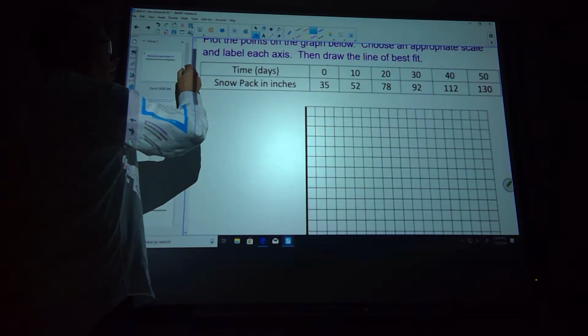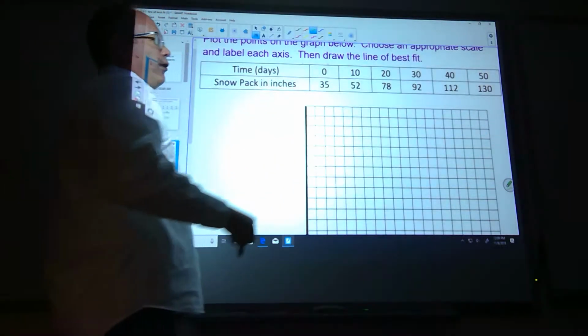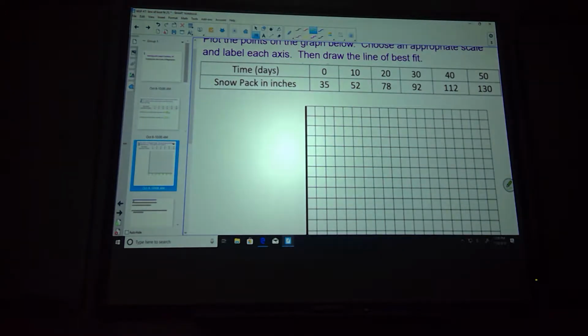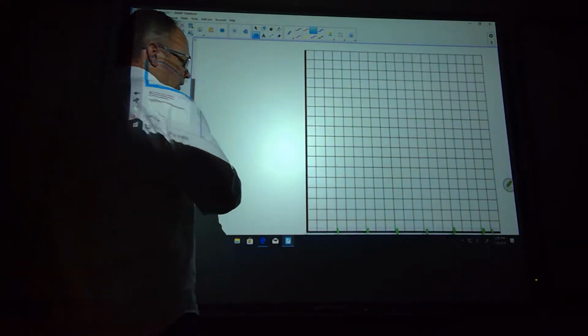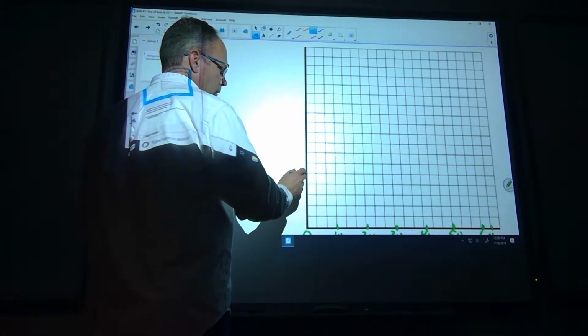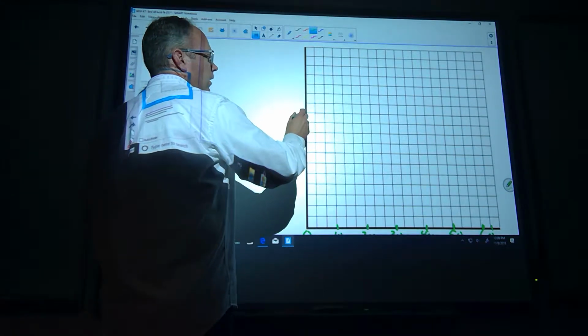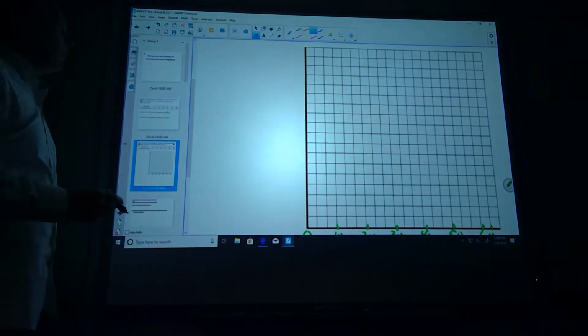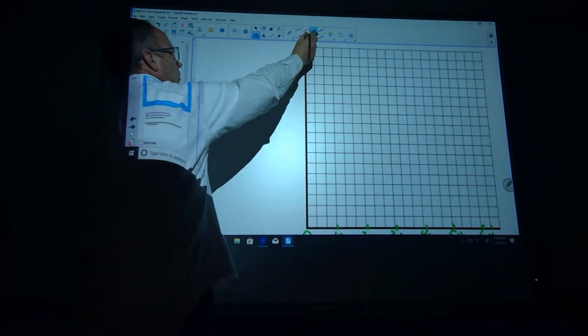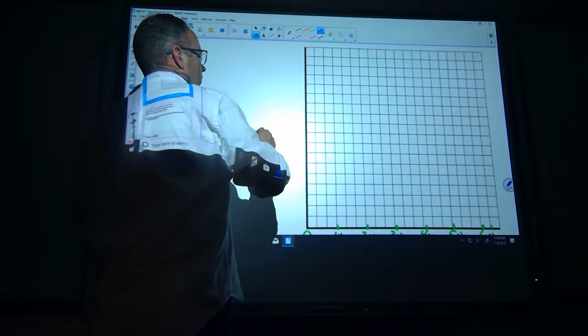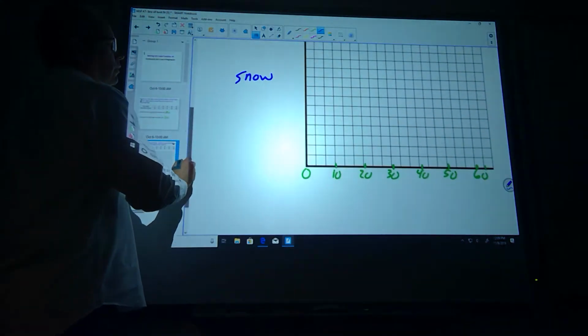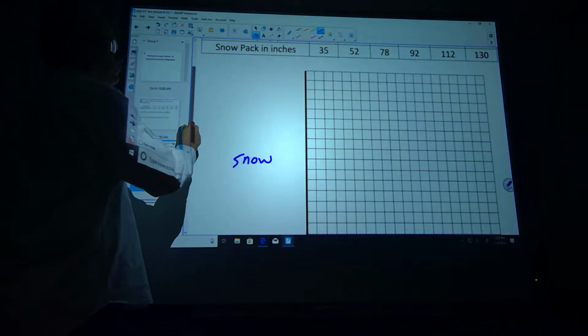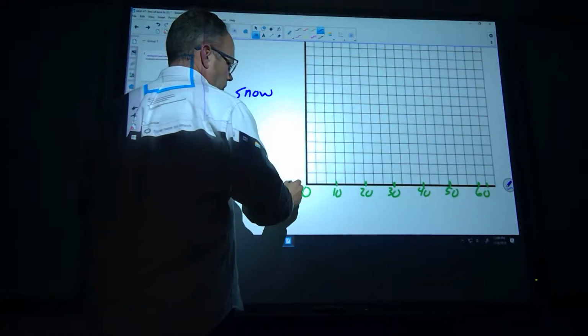And then we had snowpack. Let's take a look at our snowpack. So it looks like it goes from 35 to 130. So I'm not going to make 35. I'm going to, I don't know. What do you think? How many lines do I have? Do I have 10 lines? More than 10? 1, 2, 3, 4, 5, 6, 7, 8, 9, 10, 11, 12, 13, 14, 15, 16, 17. I got 18. So we could probably start figuring out how to represent the snow on here. So how much should we go up to? 130? Okay, so let's maybe start at 0.